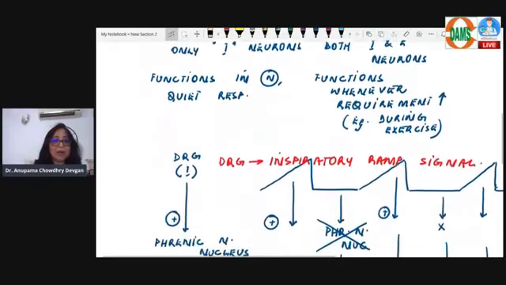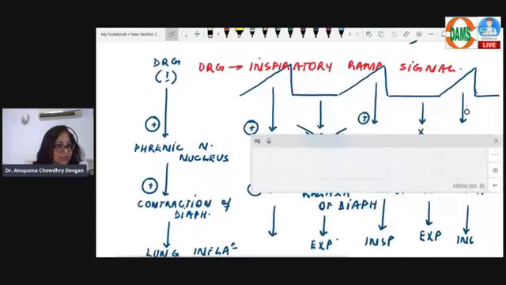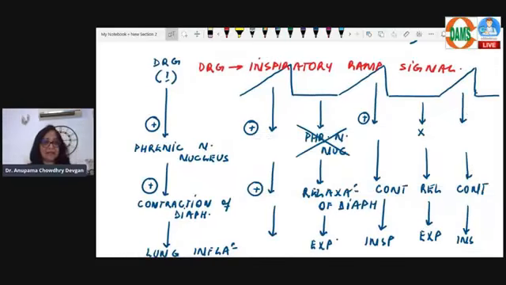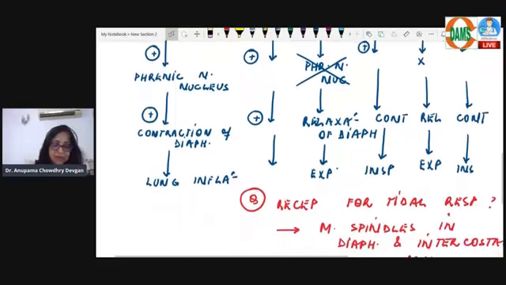That means whenever the requirement increases. What sort of signal comes from the DRG? It is an inspiratory signal and it is a ramp signal. A ramp is like a small slope. There is a steady increase in the rate of firing of the DRG neurons. DRG neurons in turn excite the phrenic nerve nucleus, leading to contraction of the diaphragm and lung inflation. For expiration, no signals from the DRG, zero firing rate, so no excitation of the phrenic nerve nucleus, relaxation of the diaphragm and expiration, right?